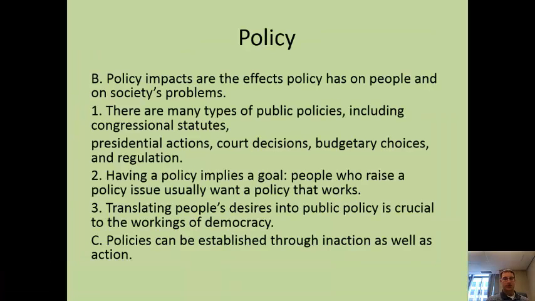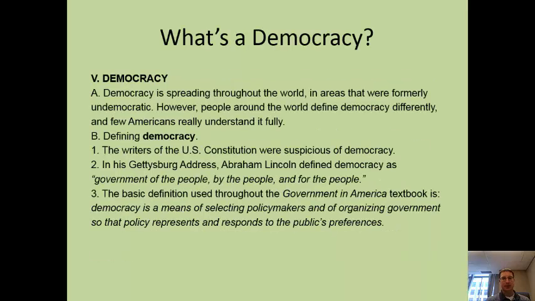So, talking about policy, as we discussed, you can make policies through not doing things. You can just refuse to do things and take it off the agenda, and not having it on the agenda itself can be a policy statement. Okay. The definition of democracy. So, what's a democracy?